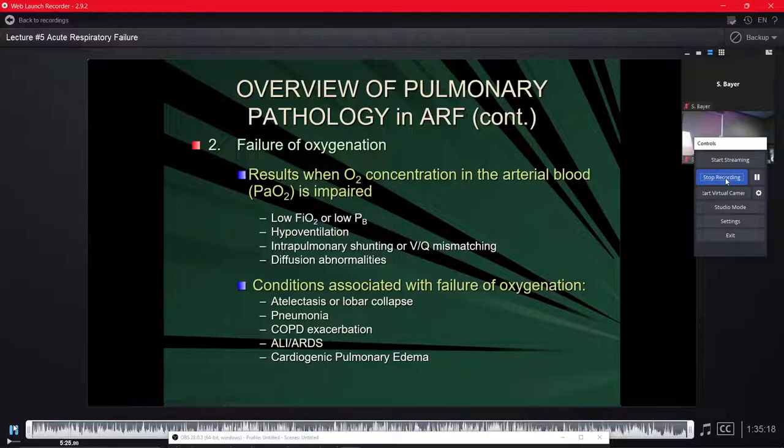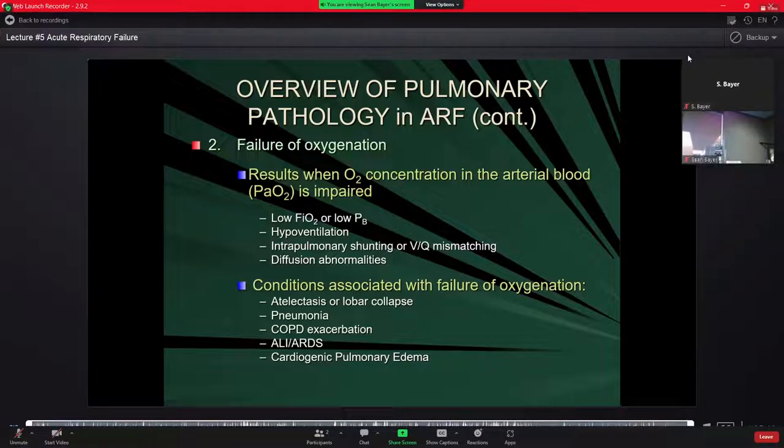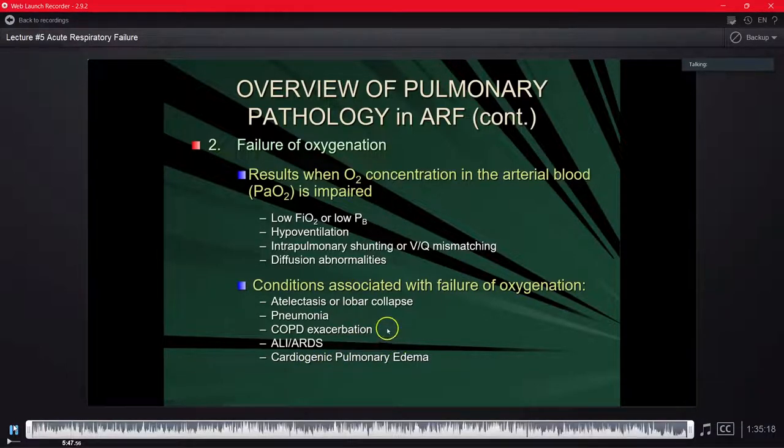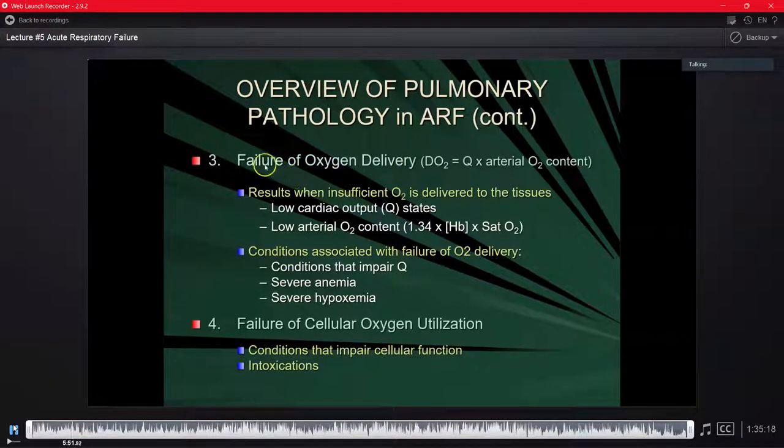Fun fact. Anyway, causes of oxygenation failure: atelectasis, lobar collapse, pneumonia, COPD exacerbations, a big one, chronic bronchitis and emphysema there, ALI and ARDS, and then cardiogenic pulmonary edema. Anytime you fill the vasculature of the alveolus or lower airways with fluid, we're going to have that impairment of the ability of CO2 and O2 to exchange across the membrane. So then we have failure of oxygen delivery. I'm not going to ask you to understand that.